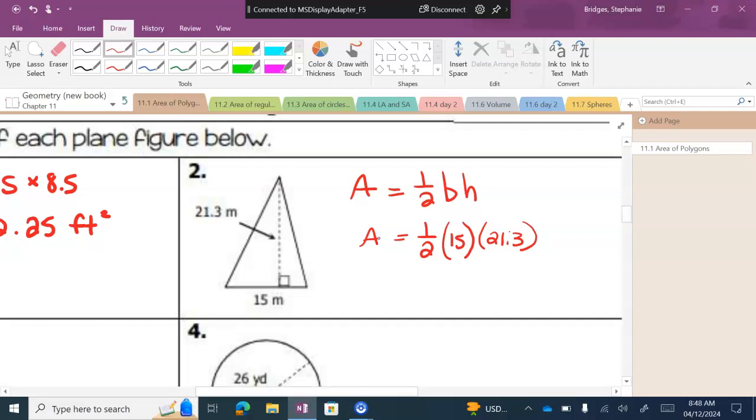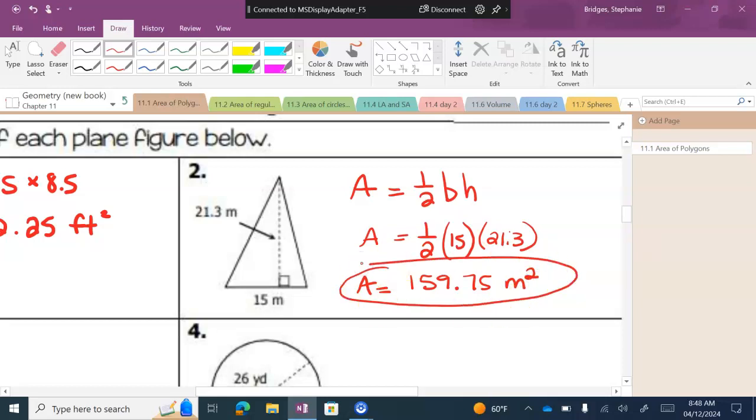So we're going to go 0.5 times 15 times 21.3. And that gives me 159.75, and then my units are meters squared. Okay, again, I am not going to count it wrong if you don't put the meters squared. Just know that they will be looking for that on the EOC.